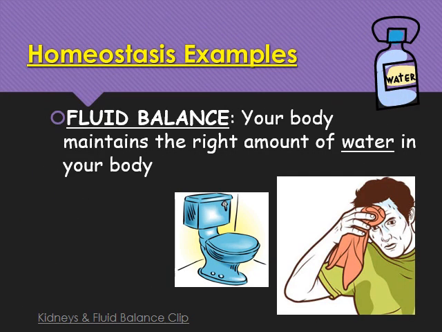Another example of homeostasis would be the fluid balance in your body. That would mean how much water is in your body. We need to maintain that. You may have heard the words dehydrated, which is when your body doesn't have enough water. And you can sort of monitor that by how much you are using the bathroom, how much you're sweating, and how much water you're putting into your body in the first place.